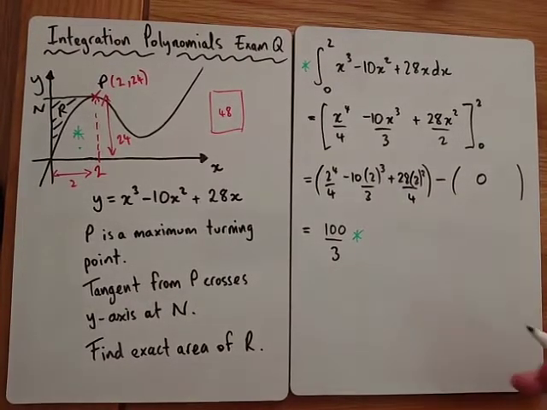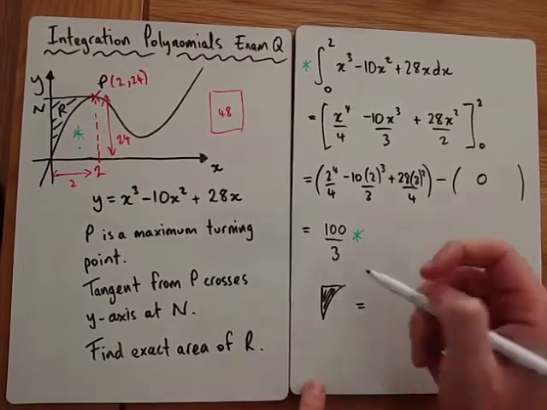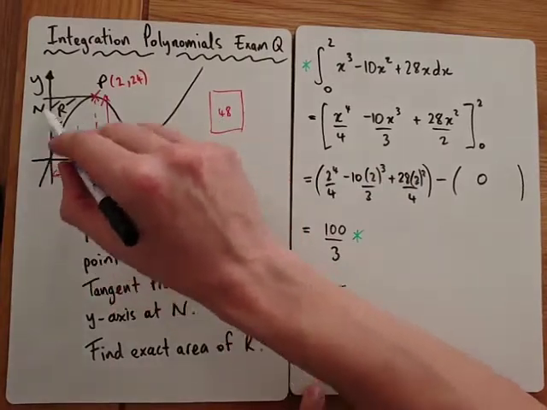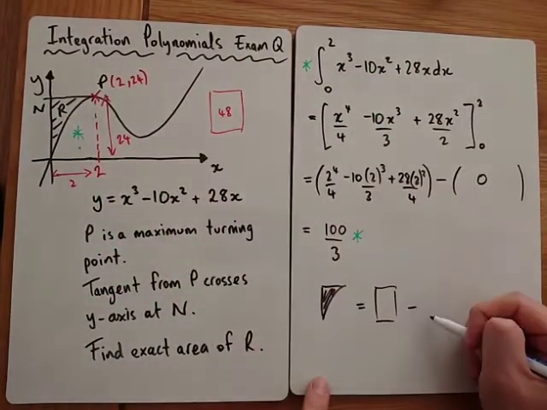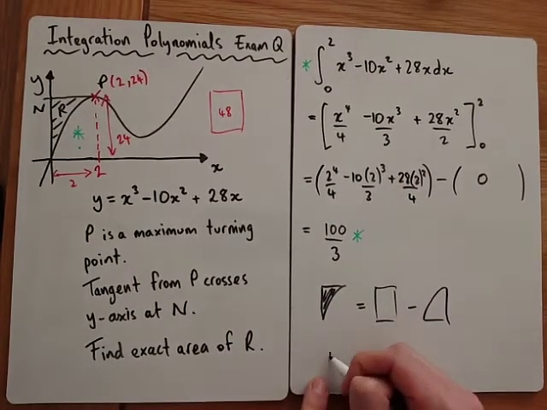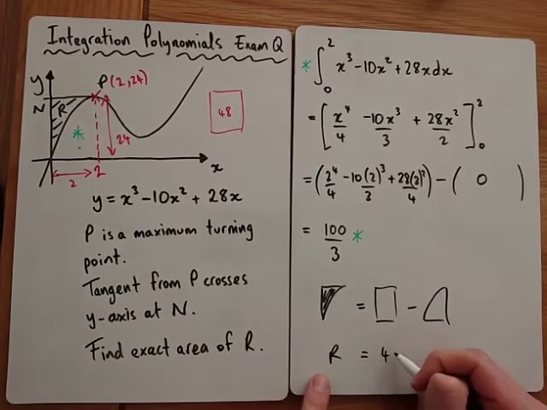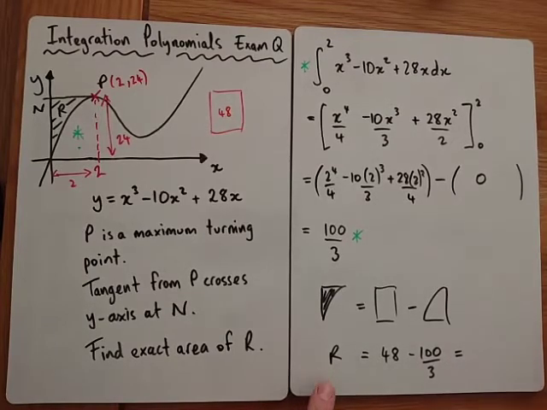And the region that we want, which is this bit up here, is going to equal the total rectangle minus the bit underneath the curve. So R would equal 48 minus 100 over 3, which will give us 44 over 3 units squared.